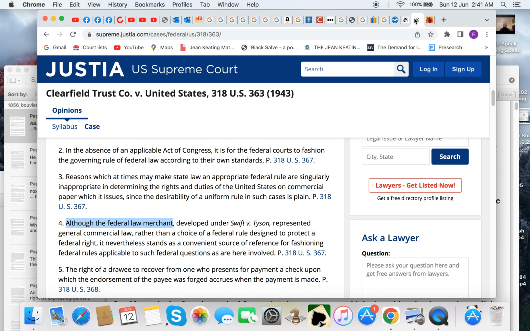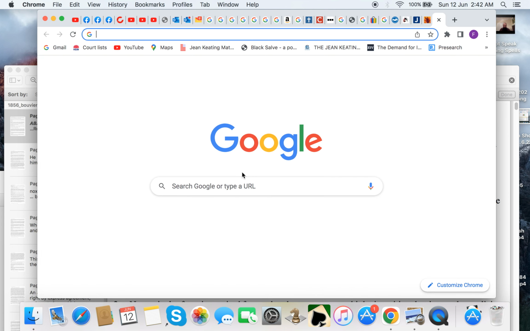Clearfield Trust Company v. the United States. So although the federal lex mercatoria, all courts, local, district, supreme, family, and federal, high court, are all under federal law, although the federal law merchant. So they've turned you into corporations. I'll just do this real quick and then I'll end it.